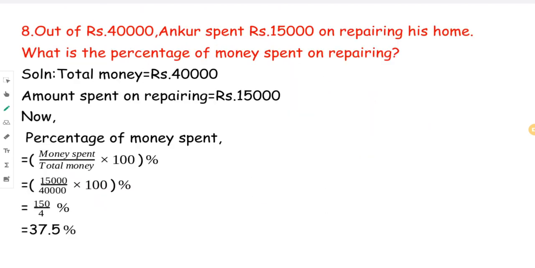Alright, question number 8. Out of rupees 40,000, Ankur spent rupees 15,000 repairing his home. What is the percentage of money spent on repairing? We have to find it in terms of percentage. Okay, we know how much he had, rupees 40,000, right? Let's say this is the 100% of money he had.